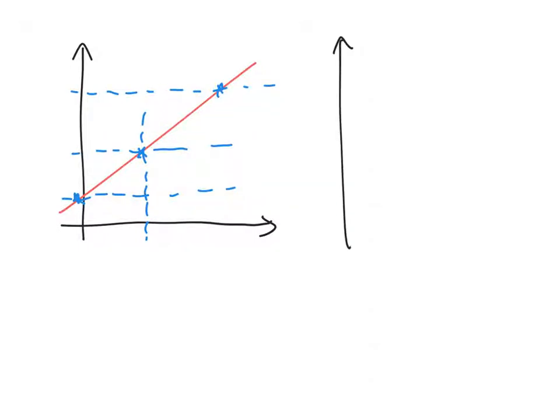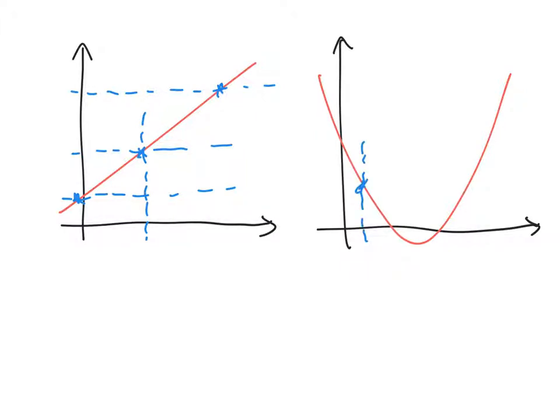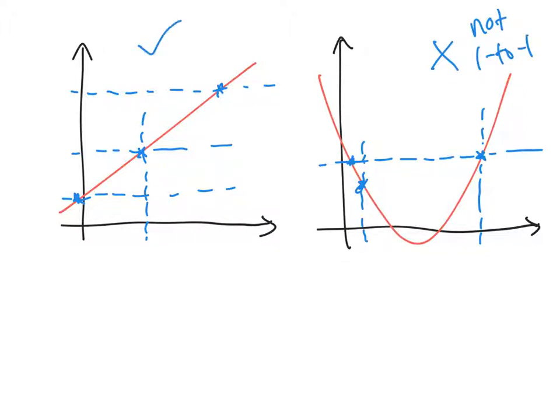What if we look at a parabola? Well, in this case, it passes the vertical line test, so we know it's a function, because no matter where we draw a vertical line, we're only going to cross the graph once. However, if we try and draw a horizontal line, it's actually going to fail the horizontal line test. So that's not one-to-one, whereas this one is one-to-one.